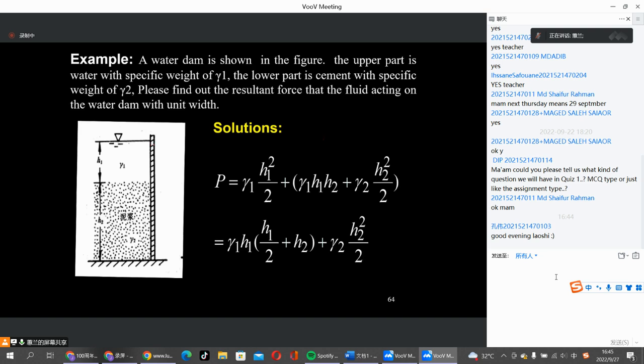Here we have two fluids, right? One is water, another is cement. That means the pressure distribution will not be linear, because there is an interface. There is a density jump, a specific weight jump. But we can draw the free body diagram, right? For the upper part, which is submerged in the water, the pressure distribution should be triangular, right?